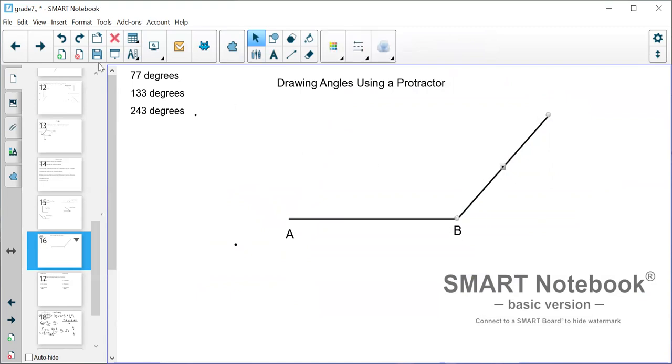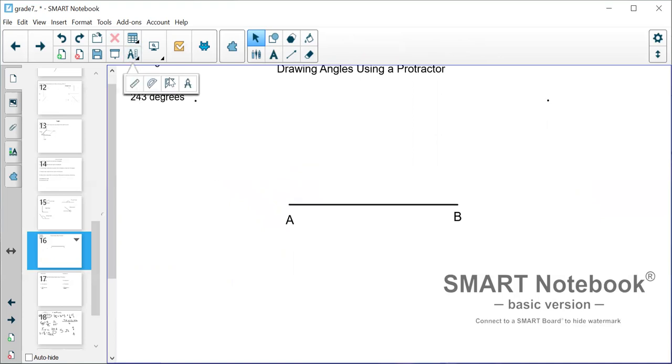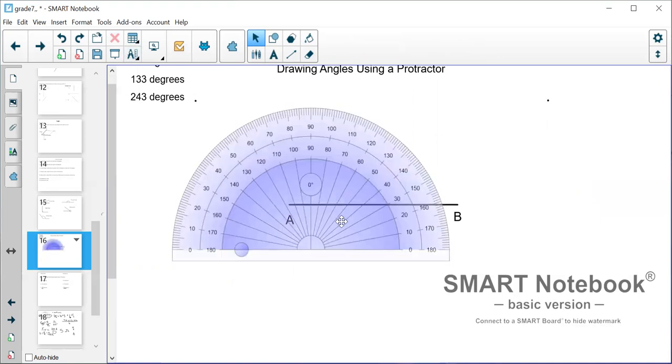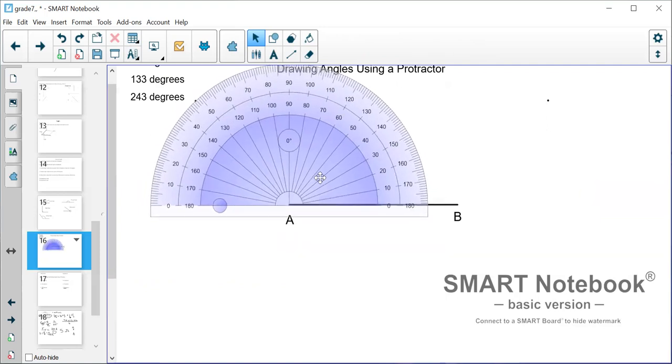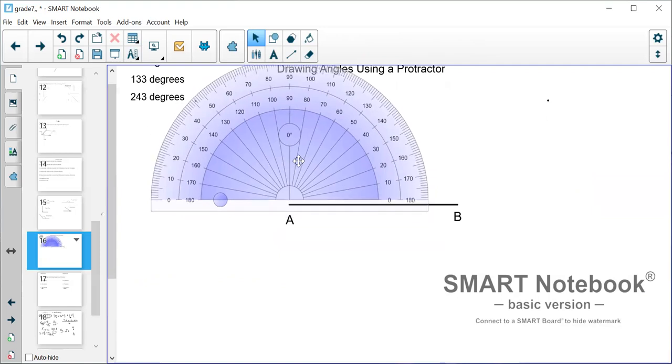All right, now the last one I'll demonstrate quickly. 243. Now this is a reflex angle, rather. All right, this is a reflex angle. So you will now place your protractor at A. Let's say we want to draw it from A first. But you might be wondering now, if this has a maximum of 180, how am I finding 243?